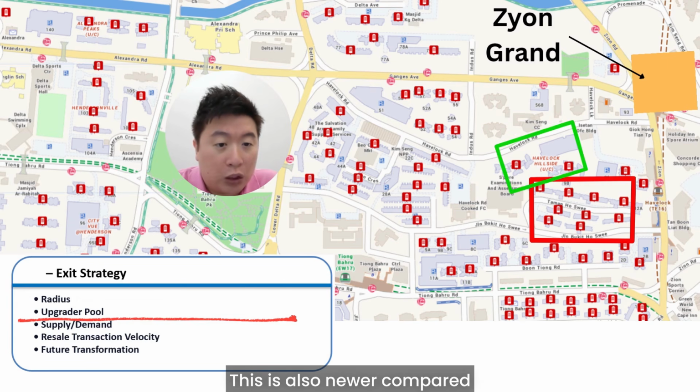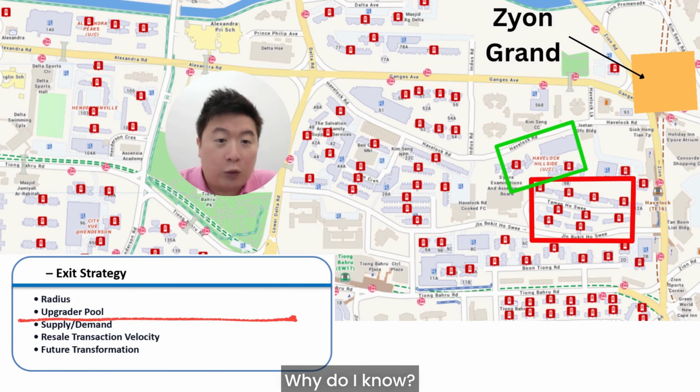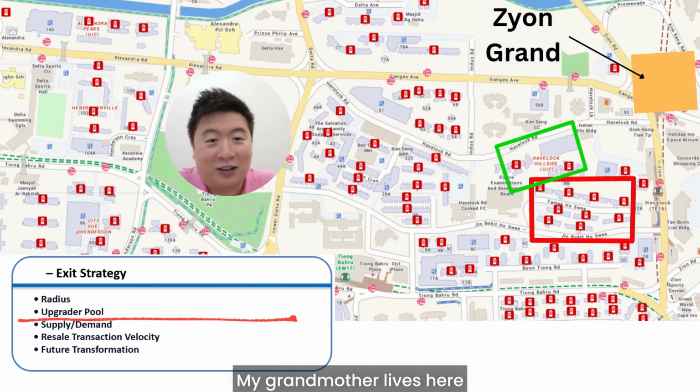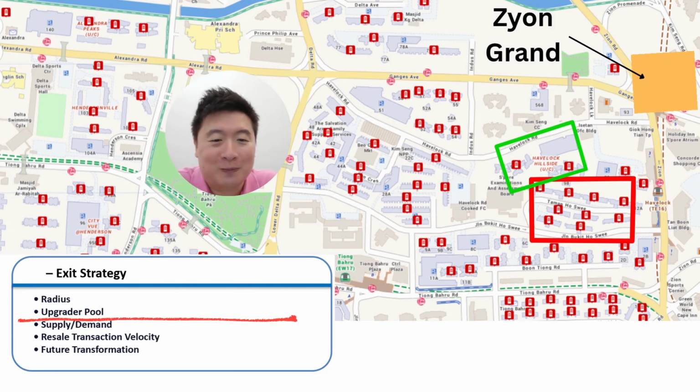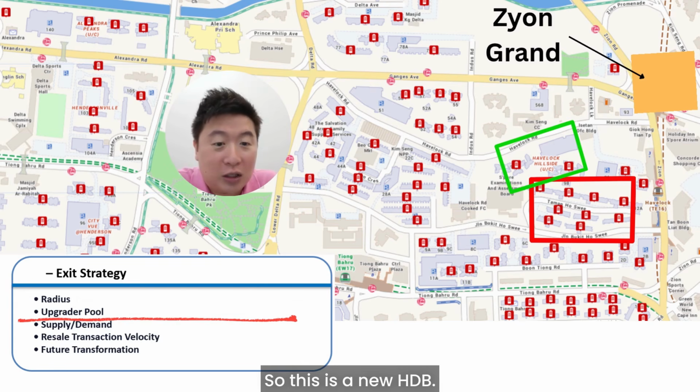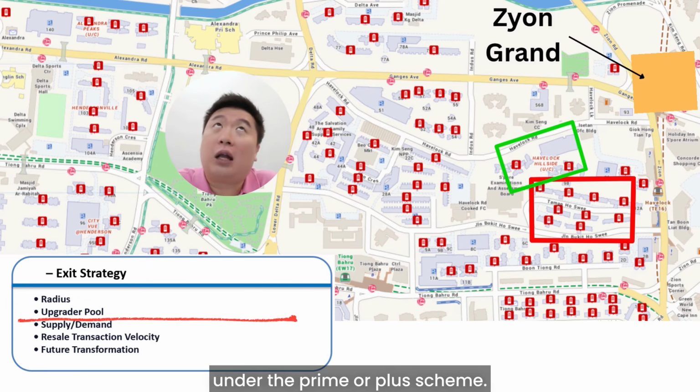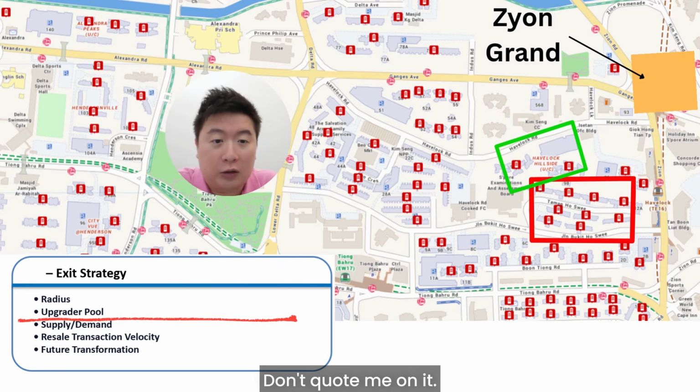This is also newer compared to this area here. So this estate is one of the oldest in Singapore. Why do I know? My grandmother lives here, or used to live here. So this is a new HDB. If I'm not wrong, it's not under the Prime or Plus scheme. I might be wrong on that. Don't quote me on it. Okay, because in terms of the timing period, it's very close.